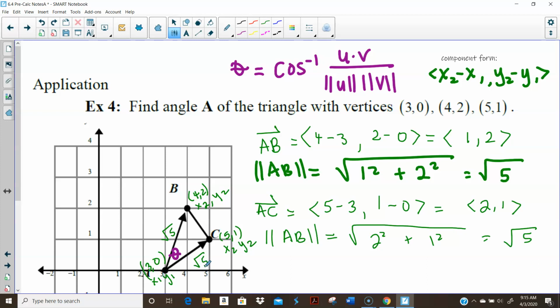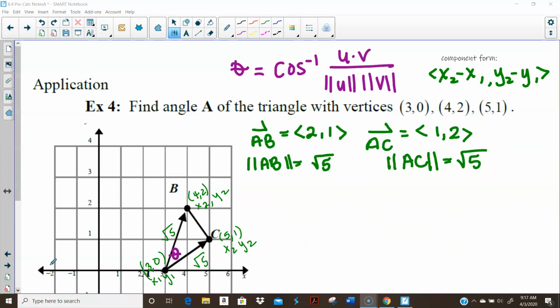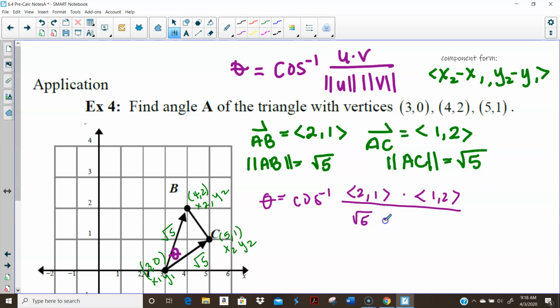Now that we know the magnitude, we can come up top and we can use the formula to find the angle in between those two vectors. Now we'll find theta. To find theta, theta is equal to the inverse cosine of u dot v. So that's going to be 2, 1 dot 1, 2 over the magnitude of AB, which is root 5, times the magnitude of AC, which is root 5. It's the magnitude of the two sides that the angle is in between.